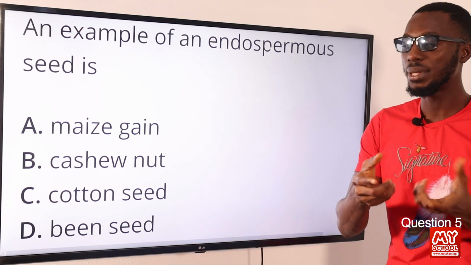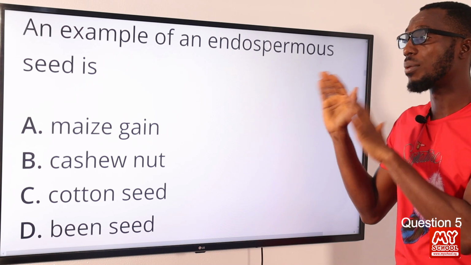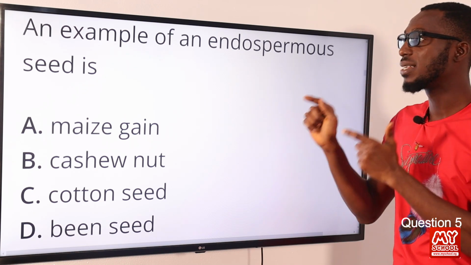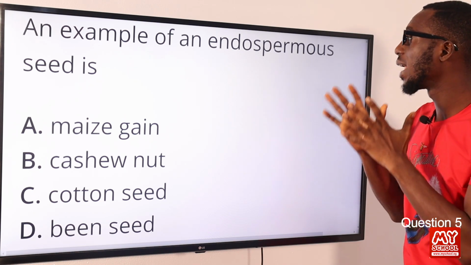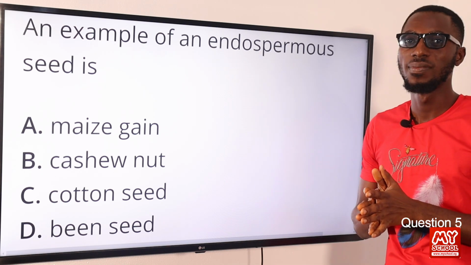We are talking about cowpea and gram, all right? So the correct option here is option A. Maize grain is an example of an endospermous seed.